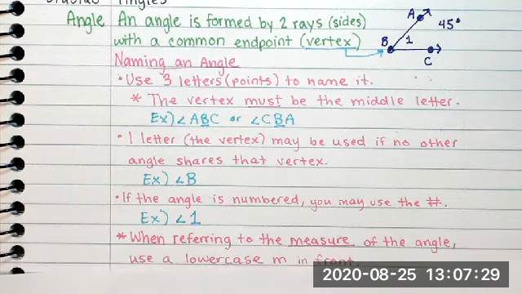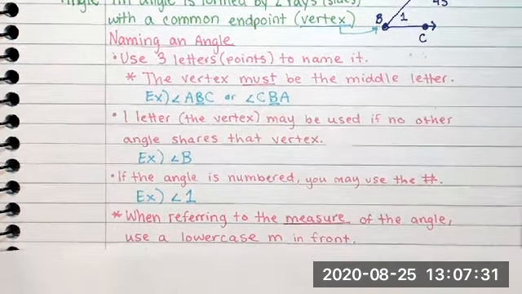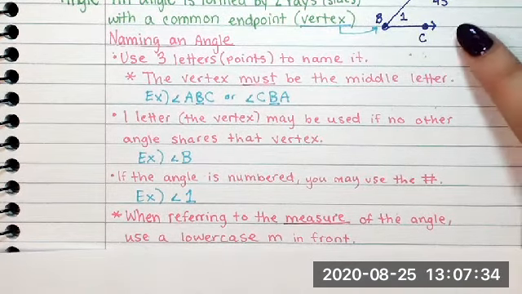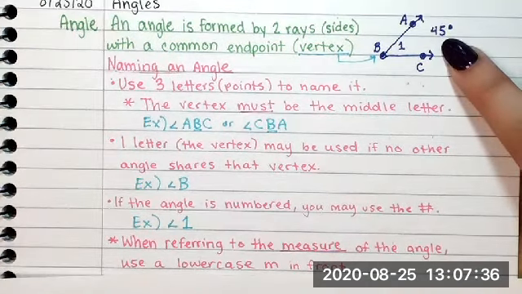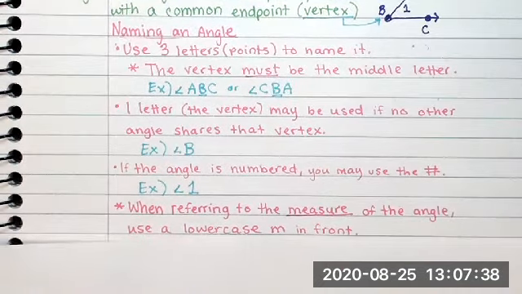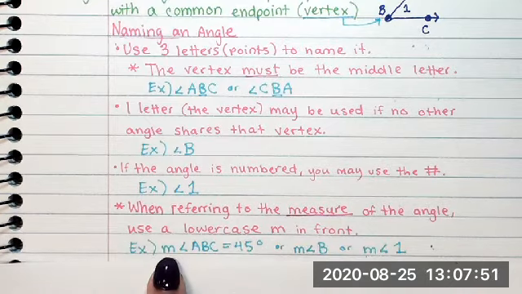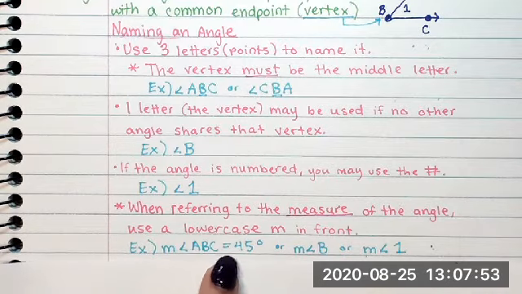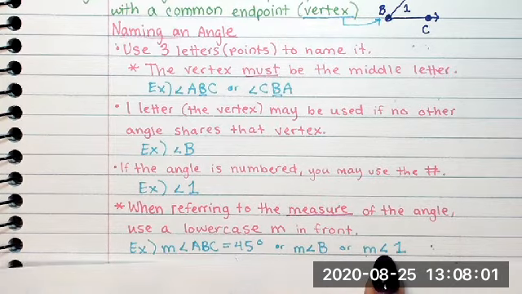And the last note is that when you're referring to the measure of an angle, meaning the number associated with the degrees, you have to use a lowercase m in front, because when you're talking about the measure of an angle, that's different from the physical angle itself. So the measure of angle ABC is 45 degrees. Or you could say the measure of angle B or the measure of angle 1. It works in front of any name for an angle.